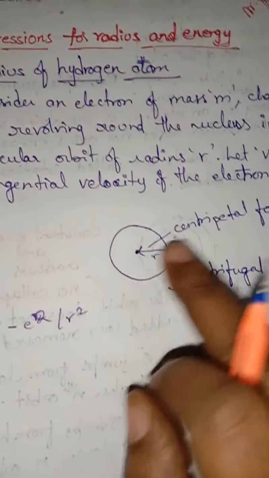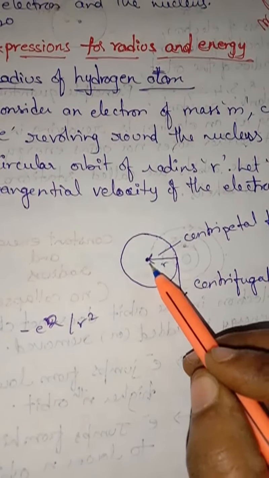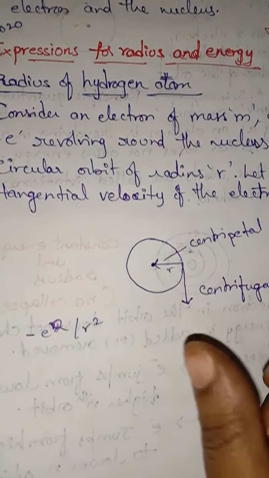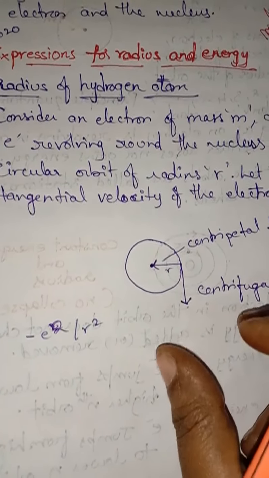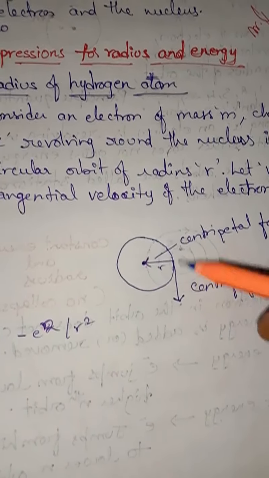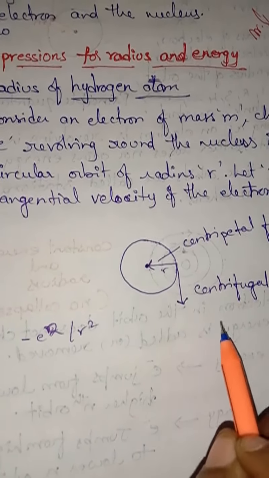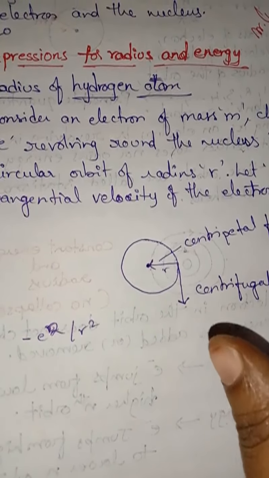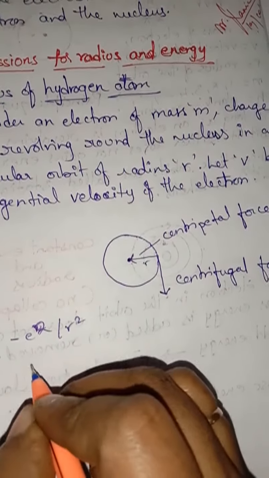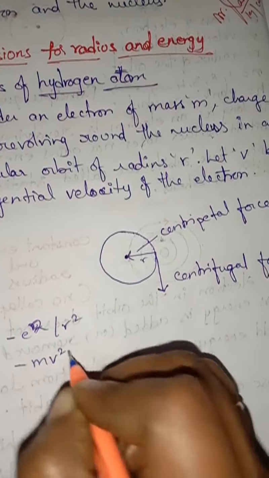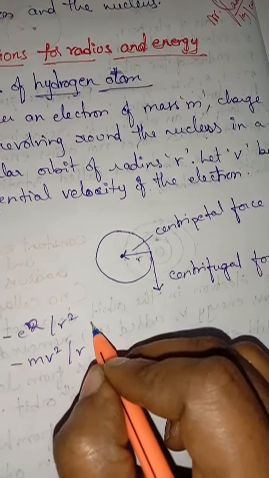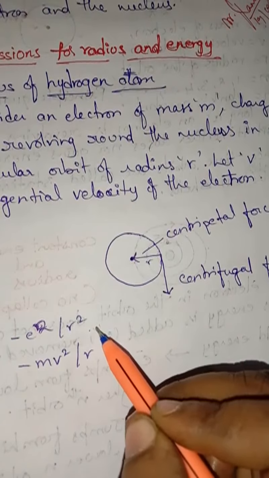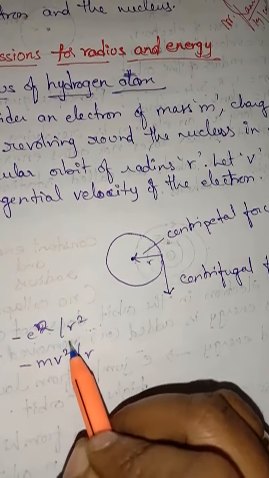So, what happens when it moves towards the nucleus? The nucleus is positively charged and the electron is negatively charged, so both would collapse, right? So, for an atom to be stable, an equal centrifugal force, that means an outward force, must act away from the nucleus. This centrifugal force is equal to mv square by r.